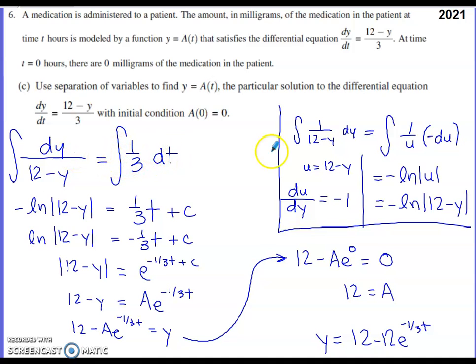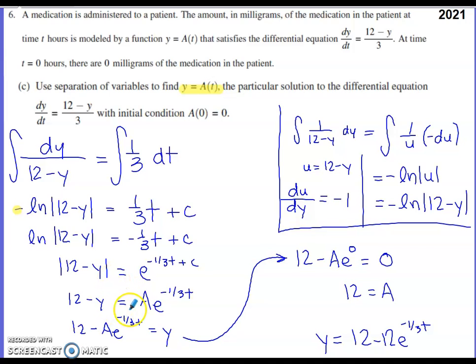You have to watch out. The left-hand side does require a u-substitution. If you don't think about that, what you miss is this negative that arises because of it. So I want to find a specific solution. The fact that it says y equals A of t implies that we're going to have to solve this equation for y. So I went ahead and I solved my equation for y.